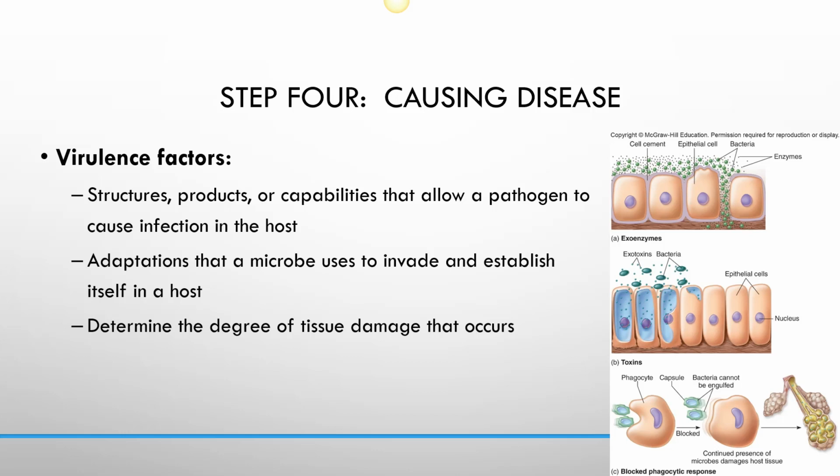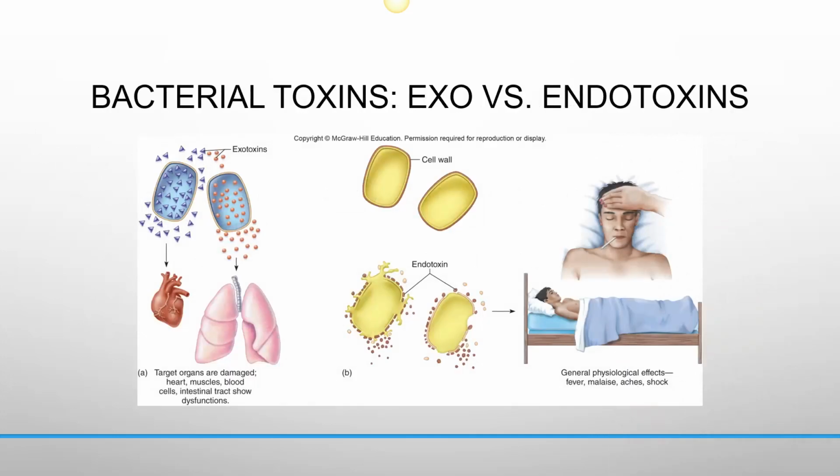So these are the virulence factors. They're structures, products, or capabilities that allow a pathogen to cause infection in the host. Adaptations that a microbe uses to invade and establish itself in a host. And they determine the degree of tissue damage that occurs. So exotoxins are released out of the cell. Endotoxins are a component of the cell wall.